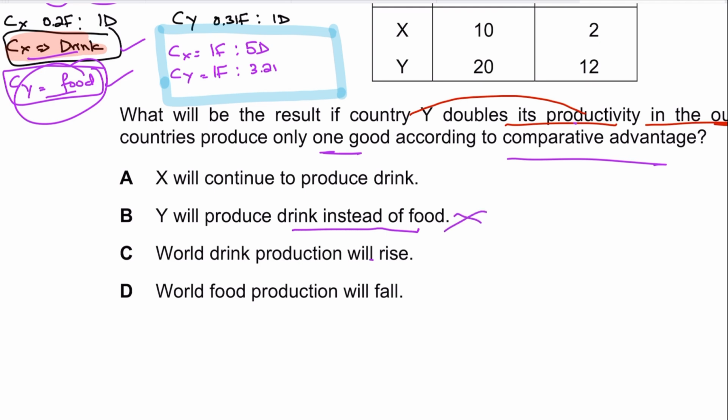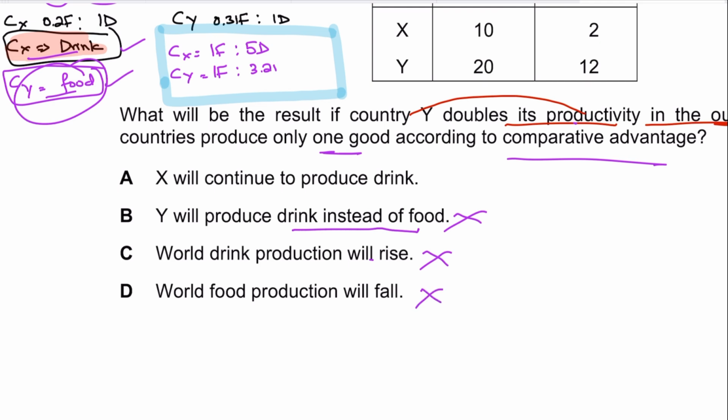World drink production will rise. We don't really know that world drink production will rise. It should rise theoretically, but we really don't know the exchange ratios between these two countries, whether they are trading between the opportunity cost ratios. And also, this shouldn't be the answer. World food production will fall. Theoretically, it should rise, but we really don't know from the data that is given.